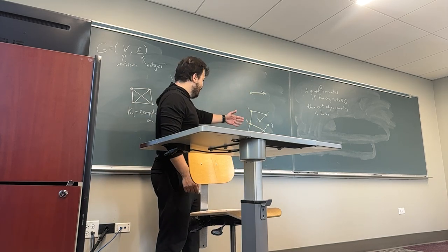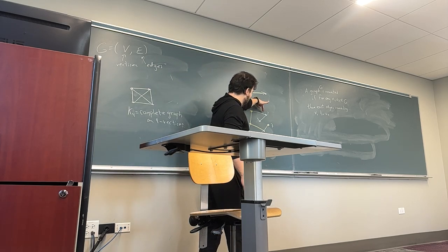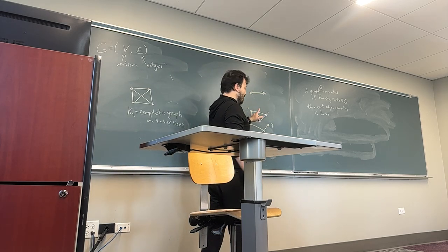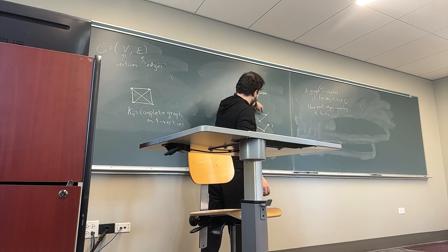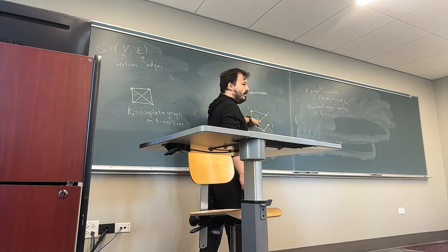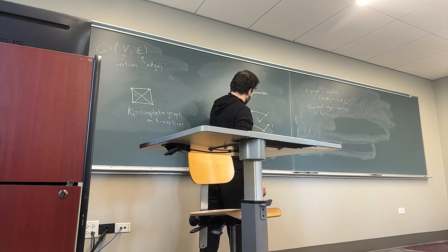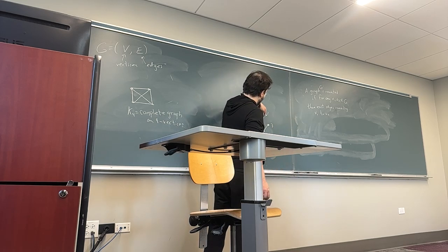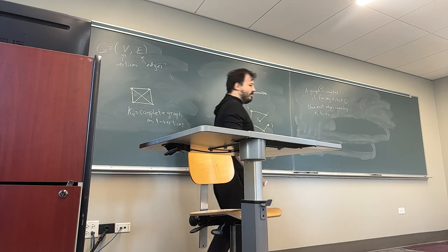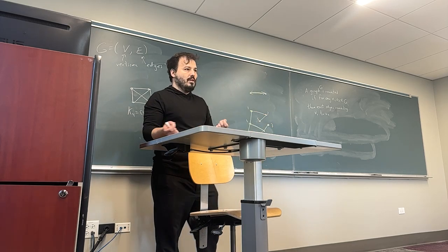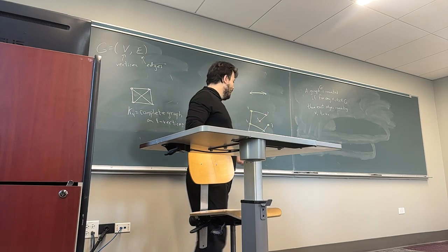is connected. If you're thinking from 1 to 2, you just have that edge. From 1 to 3, you can go from 1 to 2 and then 2 to 3. If you want to go to 4, you can just go 1 to 4. If you want to go to 5, you go 1 to 4, then to 5. If you want to go to 6, you do 1, 4, then 4, 6. If you want to go to 7, you do 1, 4, 4, 6, 6, 7. If you want to go from 3 to 7, you do 3, 2, 1, 4, 6. So if you pick any two vertices, there is a path from one to the other.